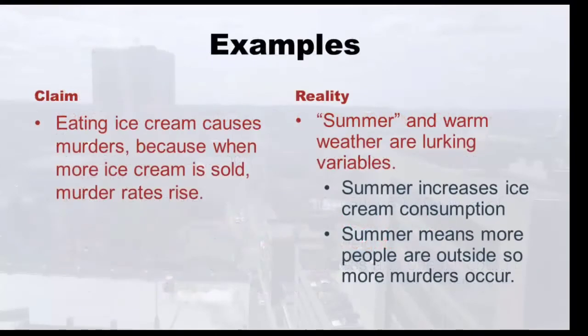And so here's an example where you've got to be really careful with correlation. There's been this claim that eating ice cream causes murders, because they noticed that in areas where ice cream sales go up, murder rates rise. And I don't know about you, but when I have some really good ice cream, it just makes me so mad. I'm just kidding. I mean, why would this happen, right? Well, the reality is summer and warm weather are lurking variables, because we sell more ice cream in the summer. Ice cream consumption goes up, but also people are outside more and more murders occur.